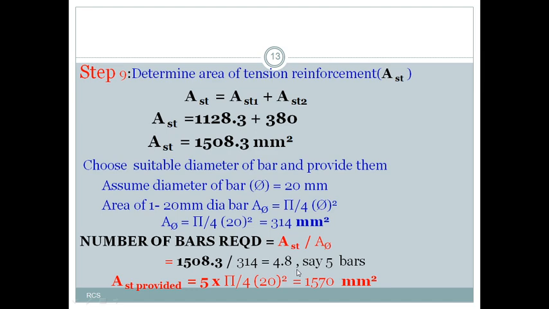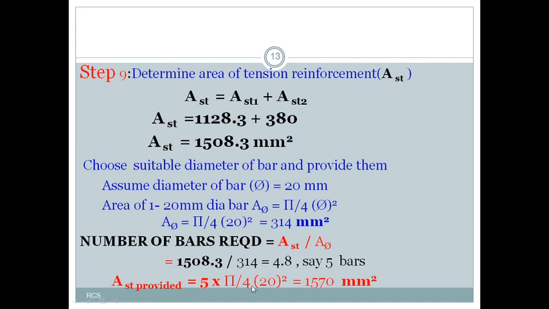So I cannot provide 4.8 bars directly in the actual beam. It is a fractional part. So I have to round it up to the next higher value. So I will provide 5 bars of 20 mm diameter. So this is the area required, Ast required, and because of the provision of 5 bars in the actual beam, Ast provided will become 1570 mm square.